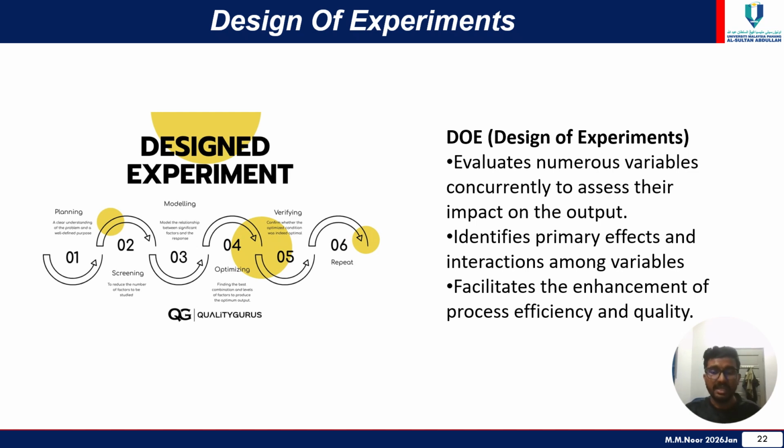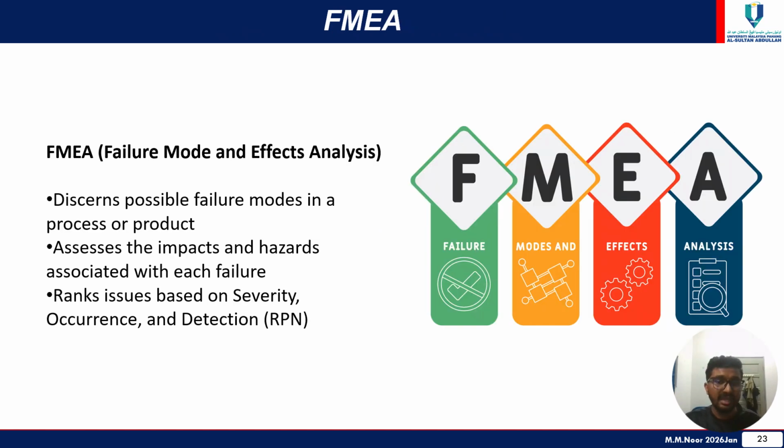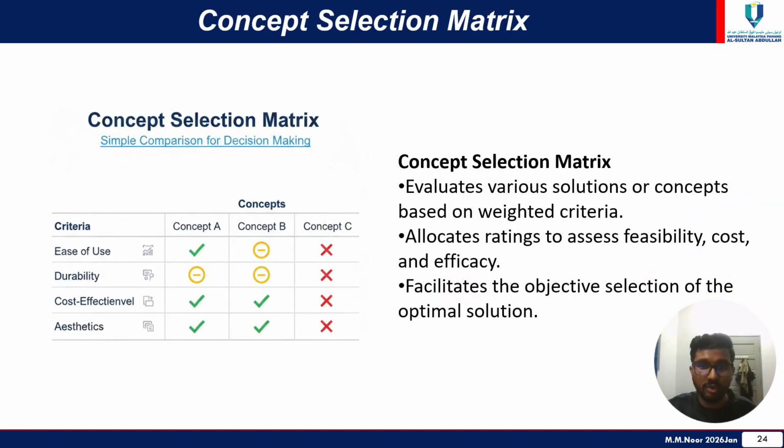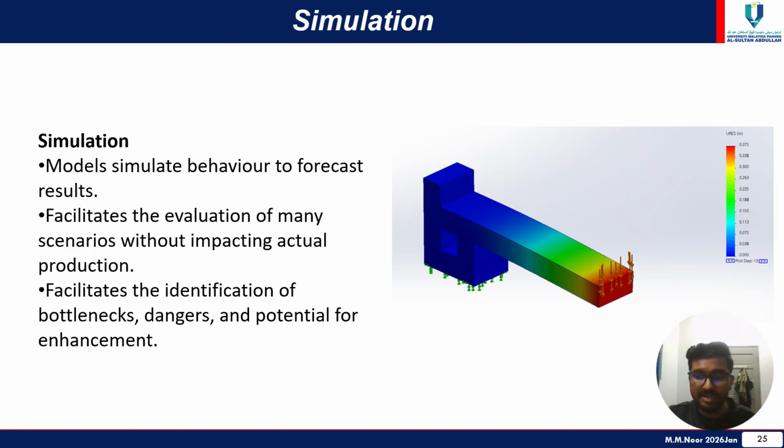Firstly is DOE. DOE allows multiple variables to be tested simultaneously, which also helps identify which factors have the greatest impact on process performance. Next is FMEA. FMEA identifies potential failure modes and evaluates their risk. Moving on is the concept selection matrix. This tool evaluates possible solutions using weighted criteria. Last but not least is simulation. Simulation models predict process behavior without affecting real operations.